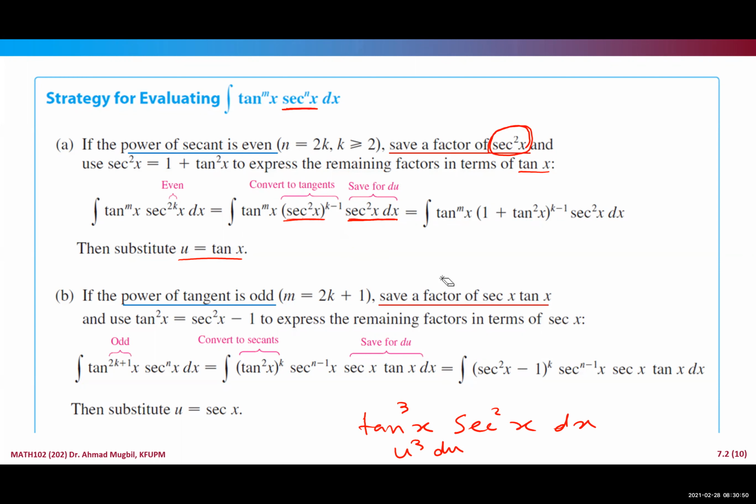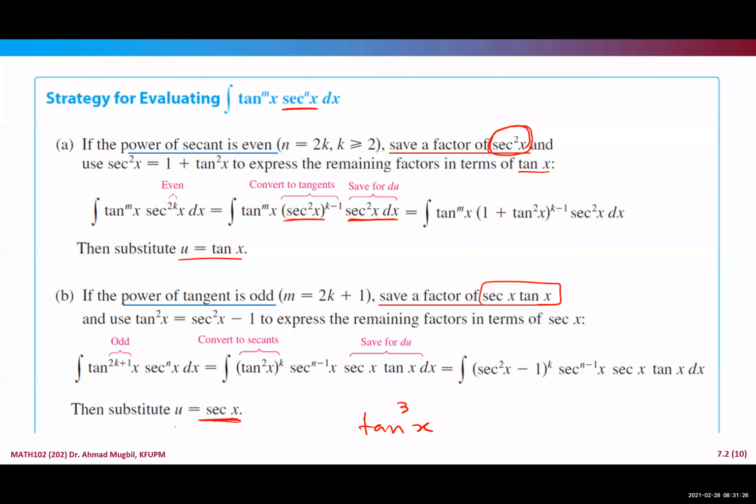But here we are talking about if the power of tangent is odd, and maybe also this one is odd. Whatever, if this is odd or even, it doesn't matter here. But even when the power of secant is even, this is case number A. If the power of tan is odd, regardless of the powers of secant, we should save a factor of secant and tan. So we will take one factor from secant, one factor from tangent. And then we will express tan in terms of secant. And then we will use this substitution.